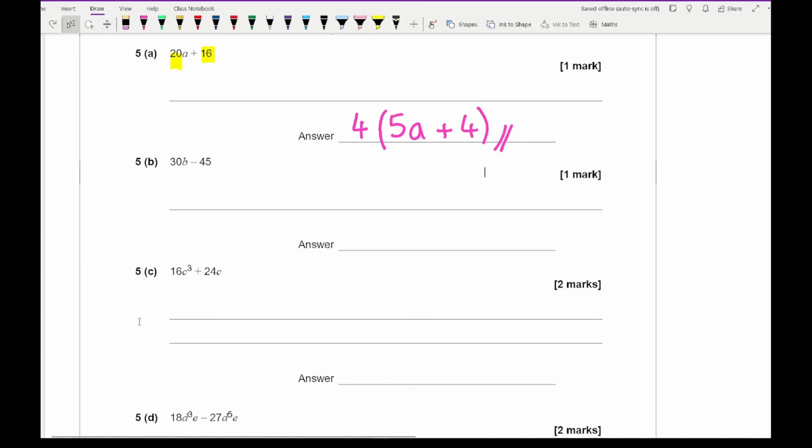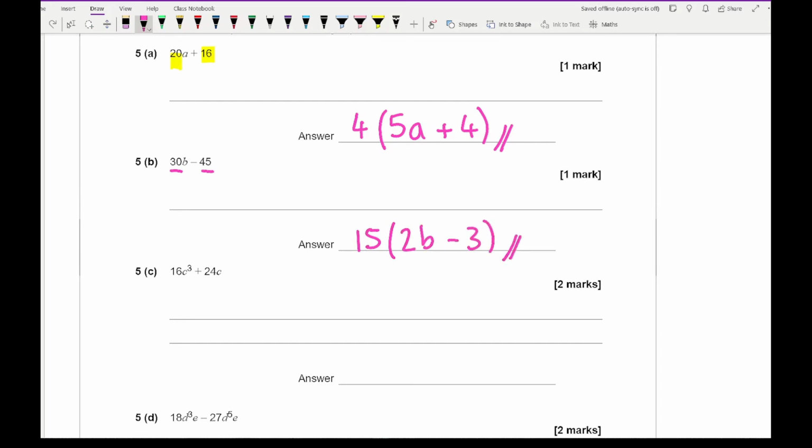Then looking at question 5b, it says 30 and 45. So we've got numbers in both terms. What's the biggest number that goes into 30 and 45? Well, that's going to be 15. And then we should end up with 2b minus 3.